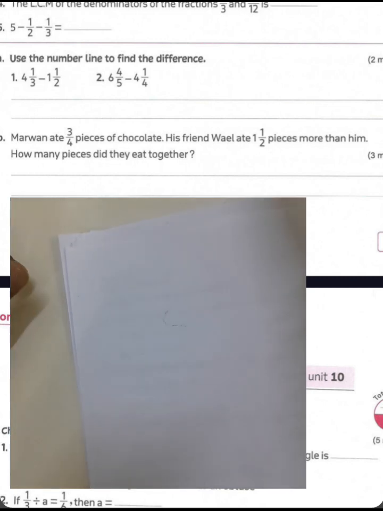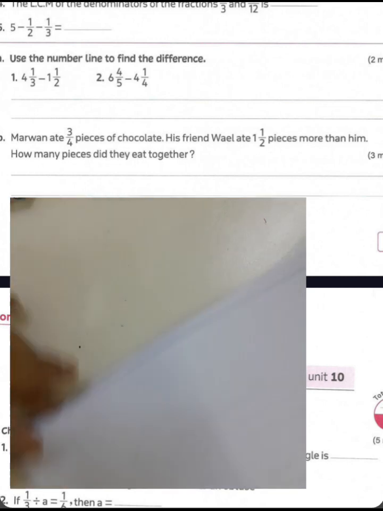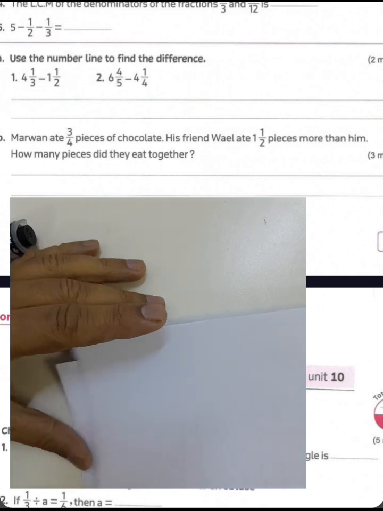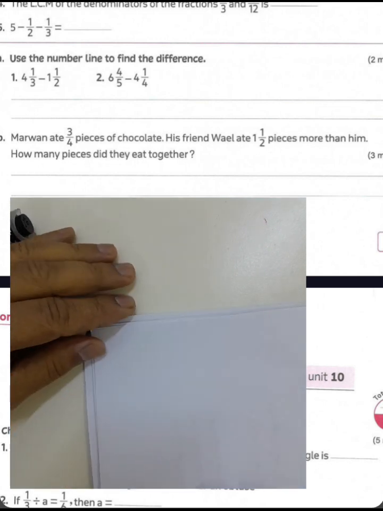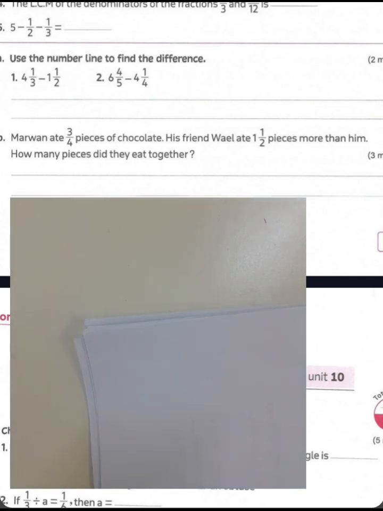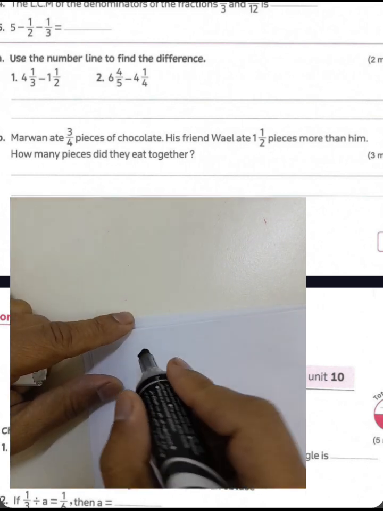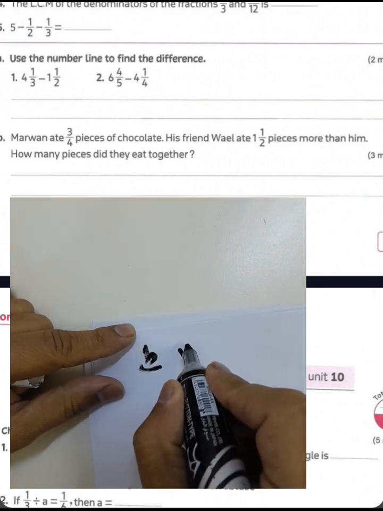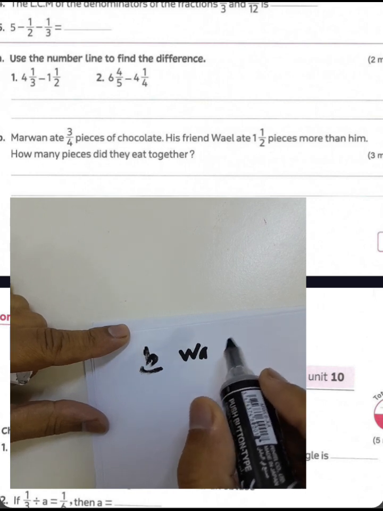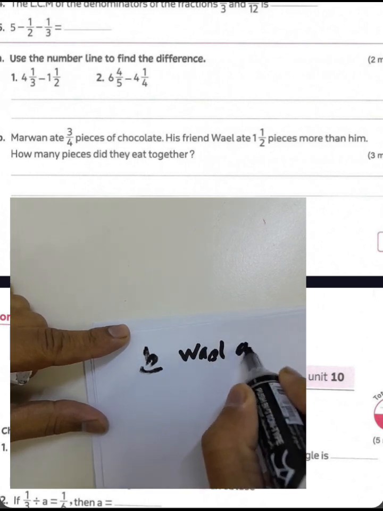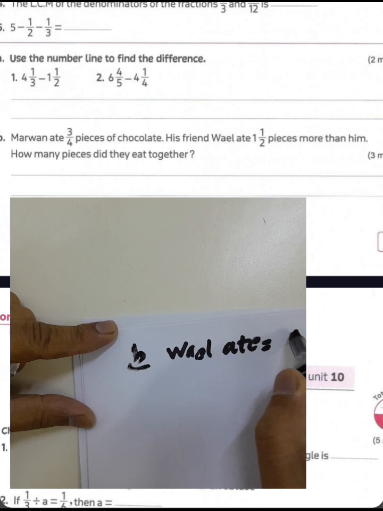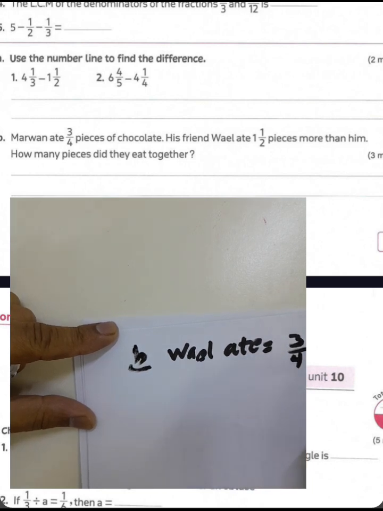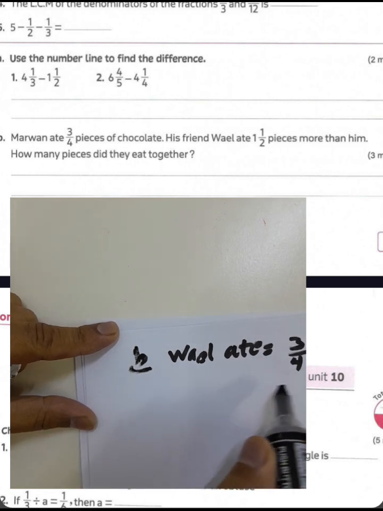Then the first step, we can find how many parts he ate: 1.5 and 3 over 4, because he tells us in the example Wael ate 1.5 pieces more than, meaning plus. Then for question letter B we can write Wael ate 3 over 4 plus 1 and 1 over 2, that is 1.5. Okay, we can add them.